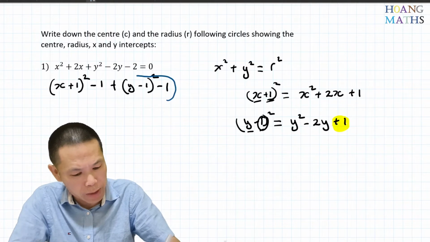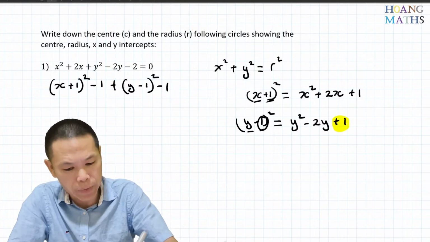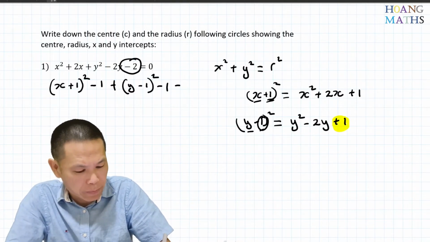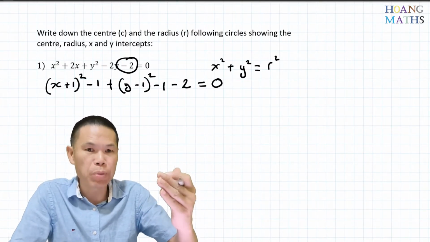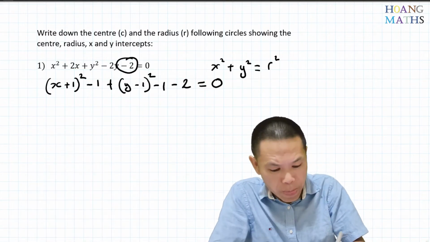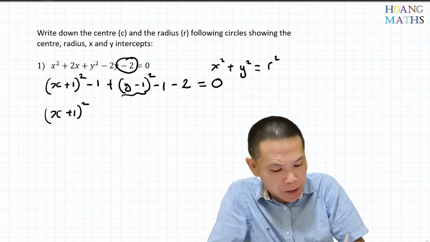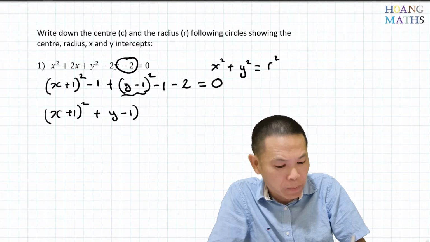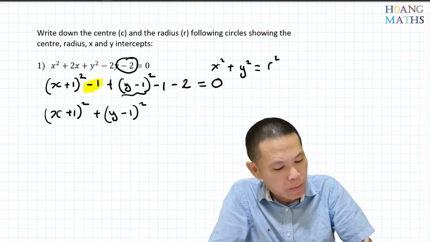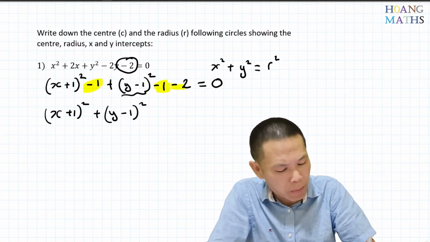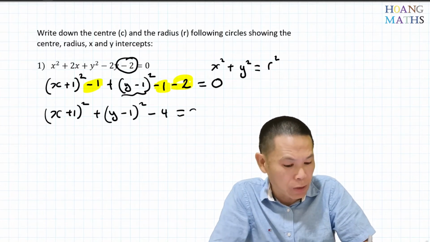Now, we know that this one here is the same. So now, we just write the negative 2 down, okay? This negative 2 here, and it is equal to 0, of course. Now we simplify this first. So this is (x plus 1) squared, plus (y minus 1) squared. Now we're just simplifying. Negative 1 minus 1 gives negative 2, and then minus 2 gives negative 4. So minus 4 is equal to 0.